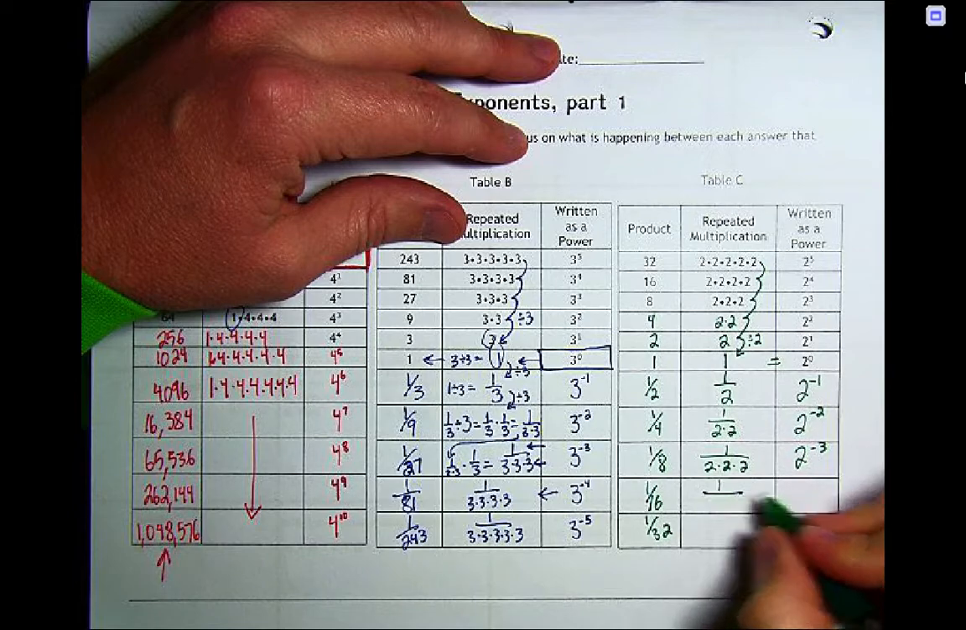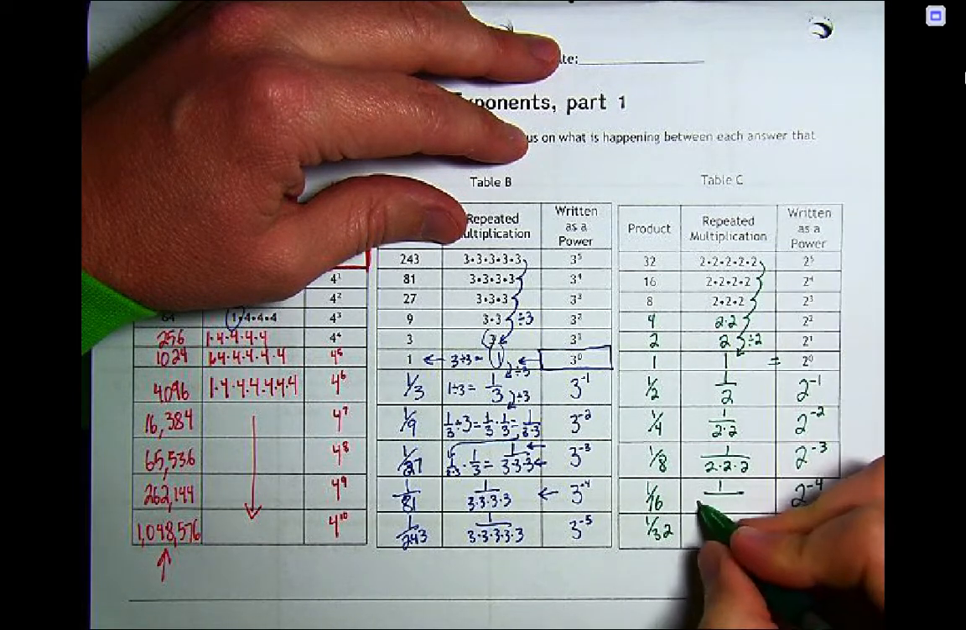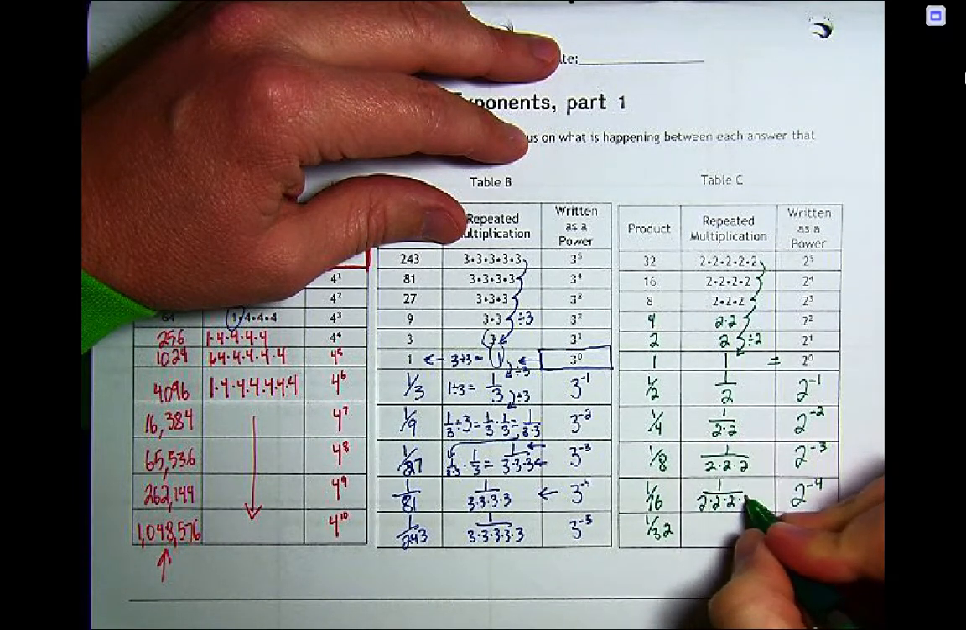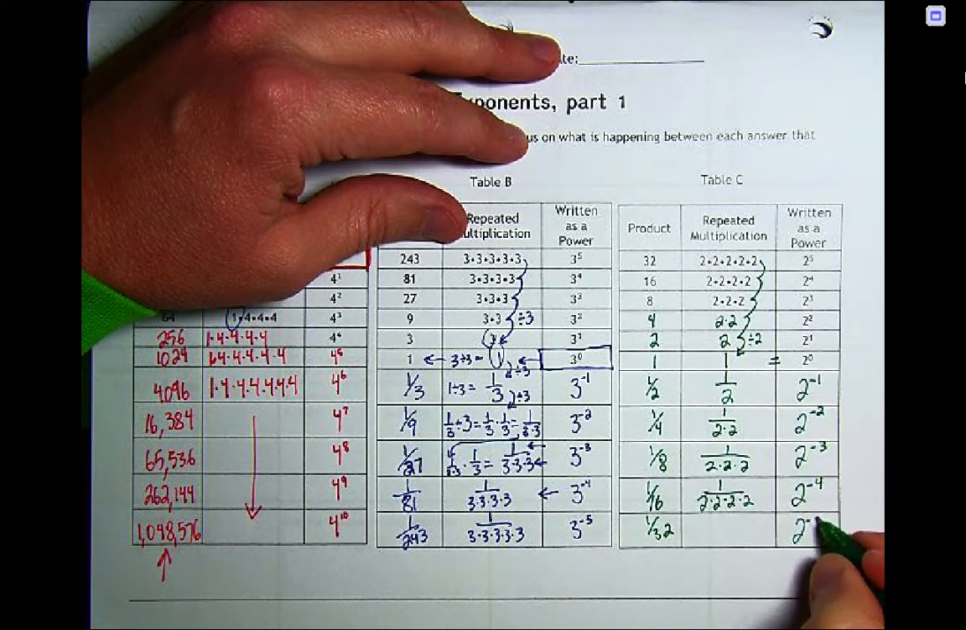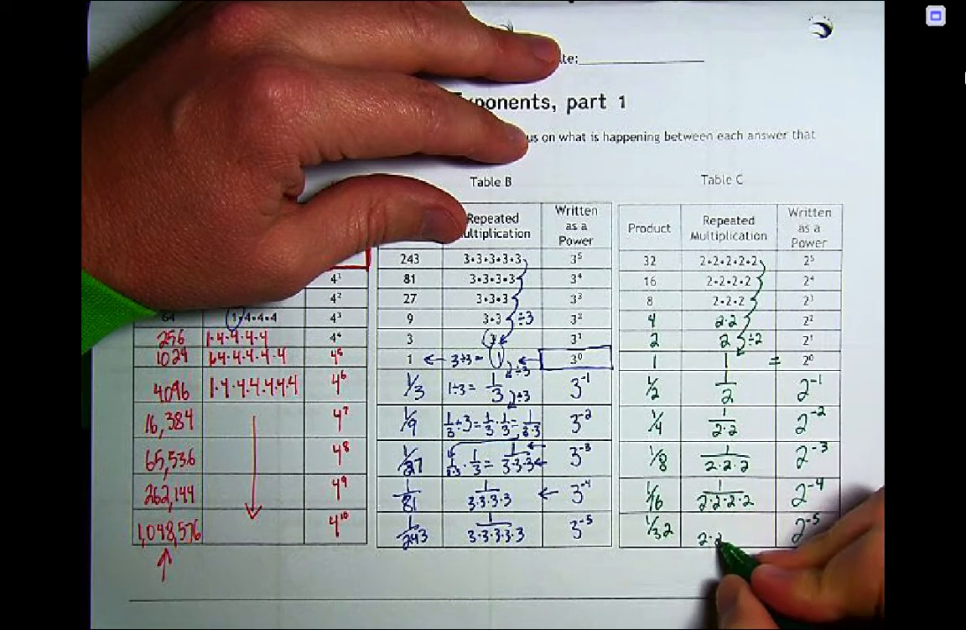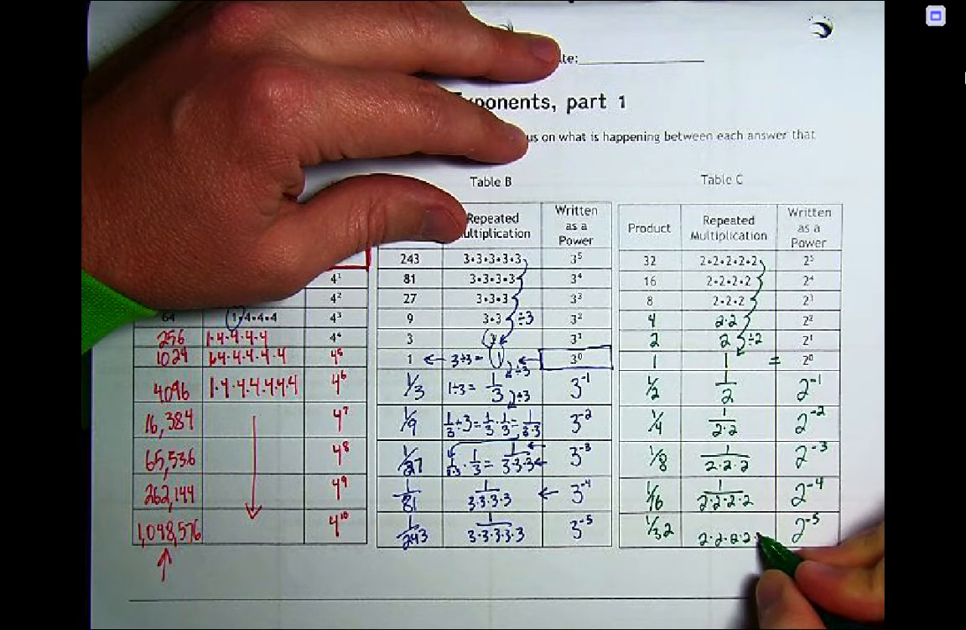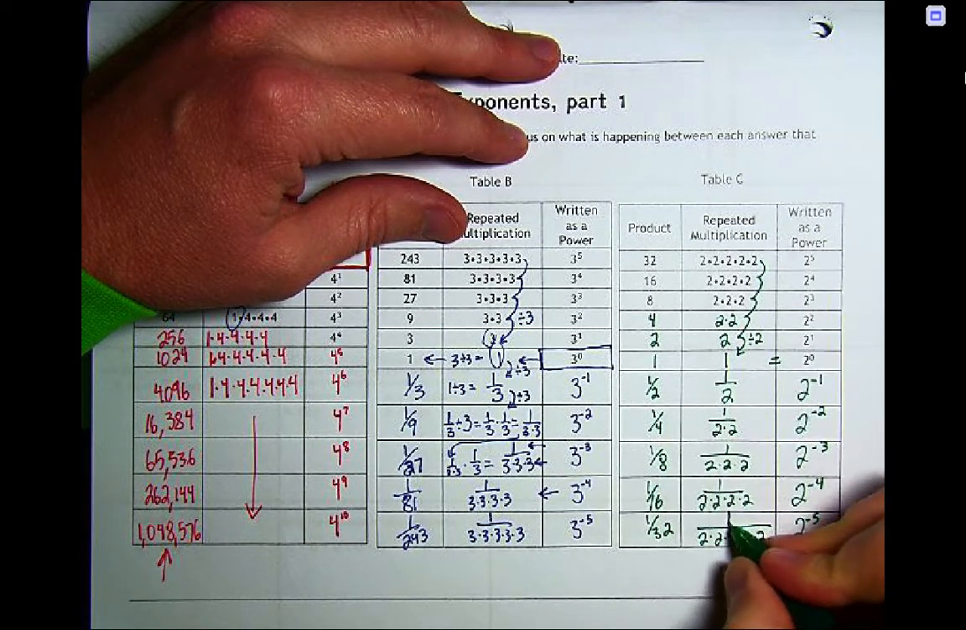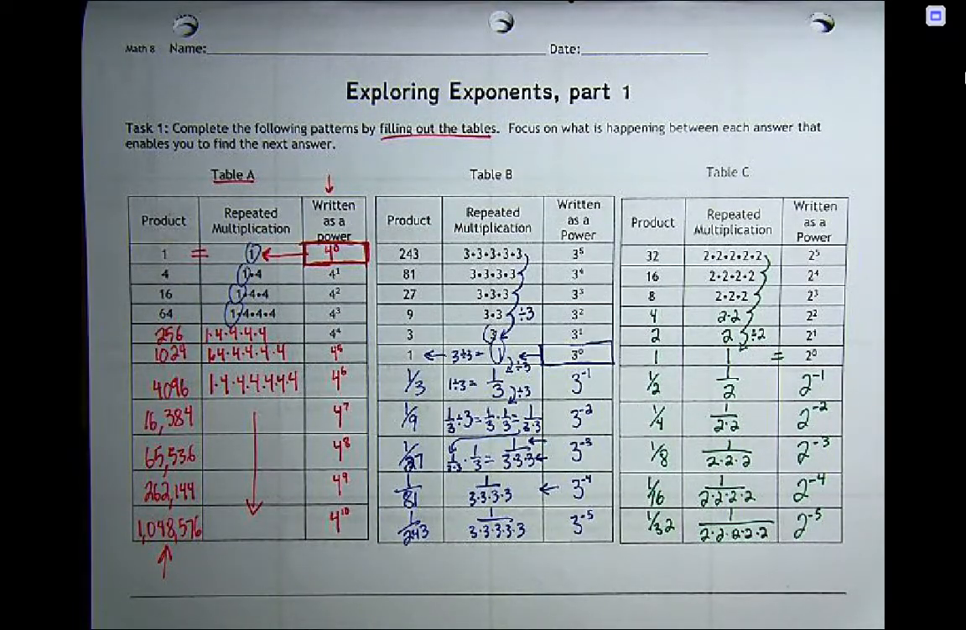Why? Because 2 to the negative 4 is 2, 2, 2, 2, all in the denominator, and 2 to the negative 5 is 2 times 2 times 2 times 2 times 2. It is 2 to the 5th, but it is 2 to the 5th in the denominator.